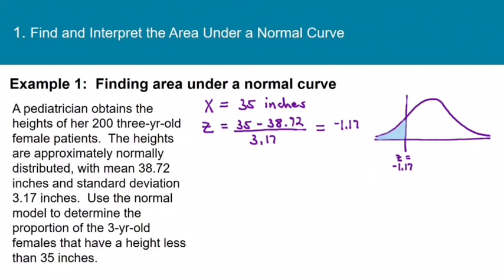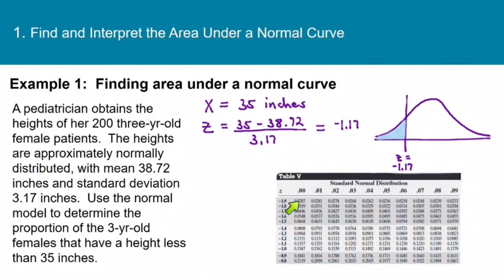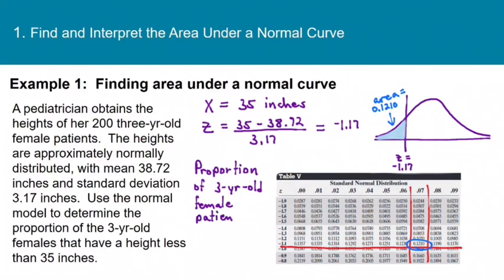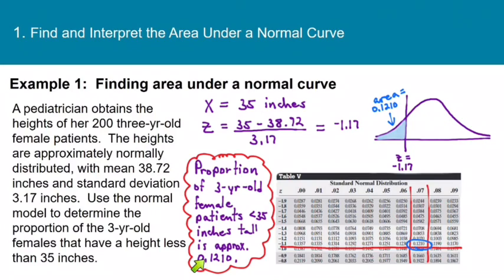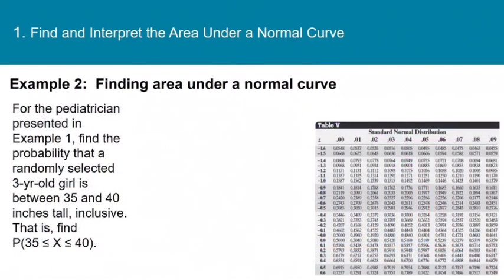So now let's look at the table and find the area to the left of negative 1.17. And that's going to be here. And so we find that the area to the left of z equals negative 1.17 is 0.1210. And that means we can say that the proportion of 3-year-old female patients whose height is less than 35 inches tall is approximately 0.1210.